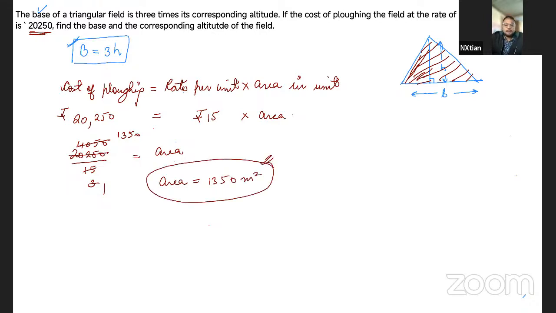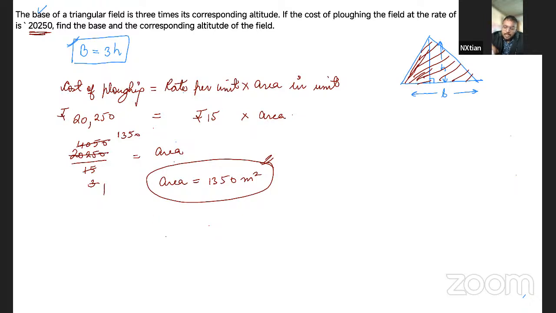Understood, guys? Yes or no? Did you understand how much area I got? How I got it? See, the area which I got is basically the total cost divided by the rate per unit. If I divide it, then I will get the total area on which the work has been done. Okay?